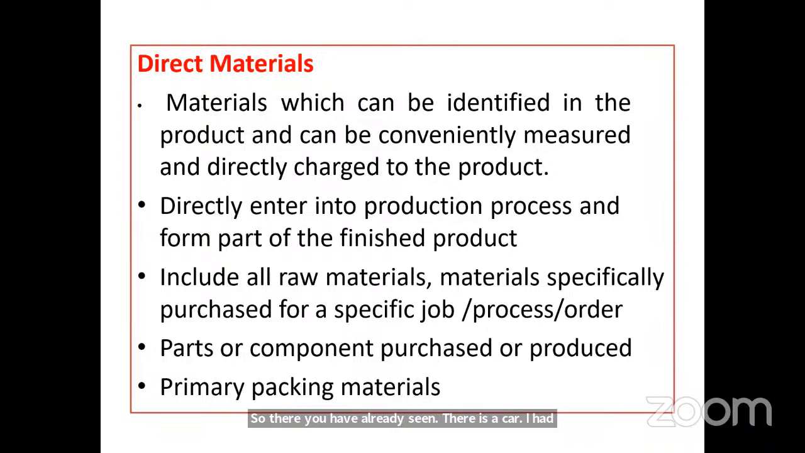Yes or no? Yes. In a car, let's say the tire of the car, the body of the car, the steering of the car, or the seat of the car. These are the components of the product which can be identified or traced conveniently. You are able to identify the tire and measure the tire, so you can directly charge the tire cost of the car. So, materials which can be identified, traced in the product and conveniently measured.